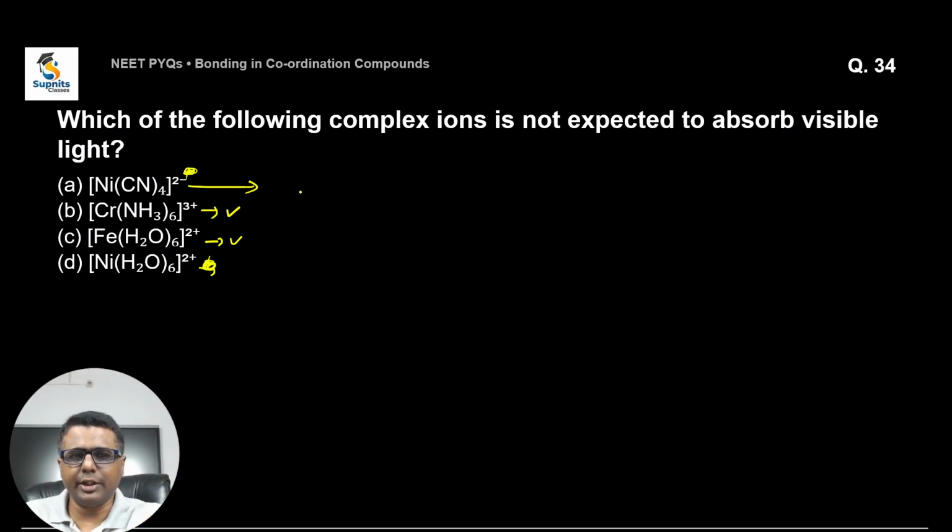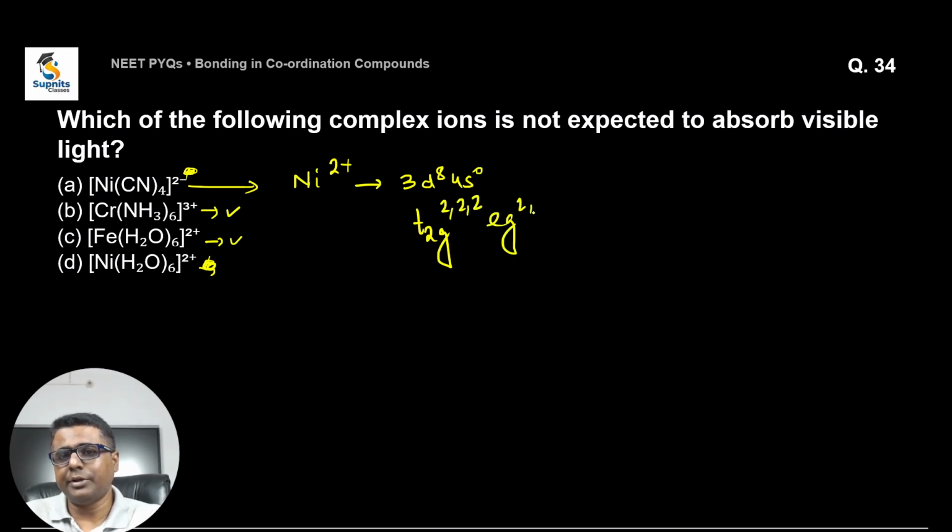So let us first check this one, Ni(CN)4 2 minus. Here nickel is at 2 plus, nickel 2 plus means 3D8 4s0. Now it is a strong field ligand. Strong field ligand will cause pairing: T2G 2,2,2, EG will be paired 2,0. Okay?